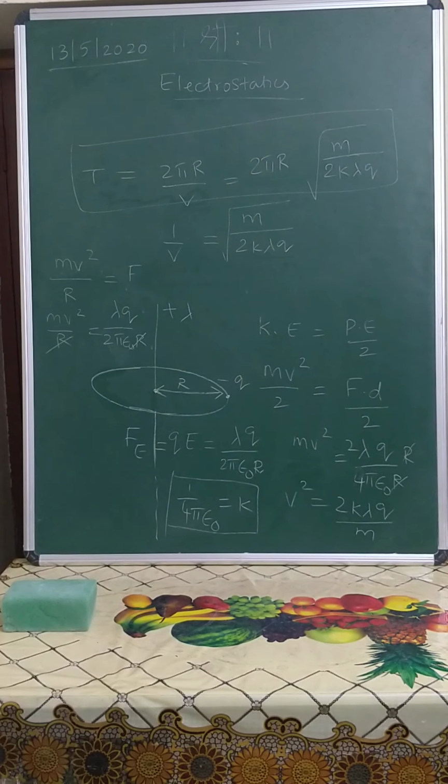So this is the way to find the time period of a negative charge which is moving around an infinite line charge. So I think this problem is also quite easy for your understanding for the IIT Advanced and Mains.